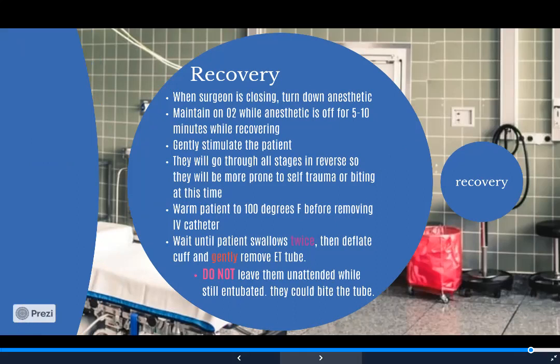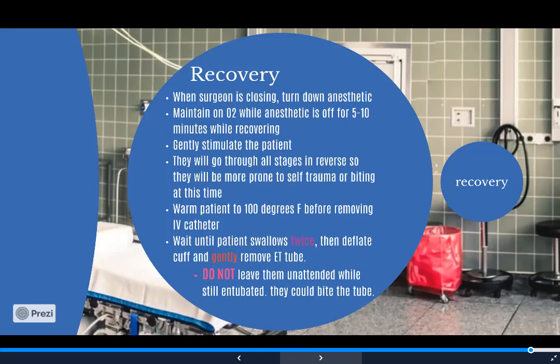And then recovery. When the surgeon is closing, start turning down the anesthetic, start preparing to wake them up. When they're off of anesthesia, maintain on oxygen for about 5 to 10 minutes while they're recovering. Start stimulating them, but don't shake them like crazy. Who wants to wake up like that, right? They will go through all of the stages, but in reverse. So remember, if they had a crazy stage 2 going under anesthesia, they're going to have a crazy stage 2 coming back. They're more prone to self-trauma or biting at that time.